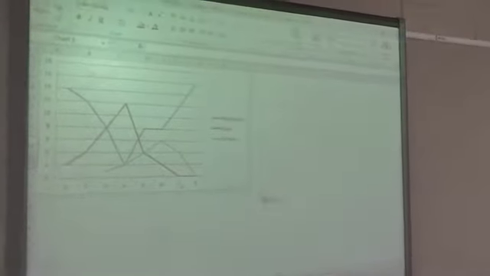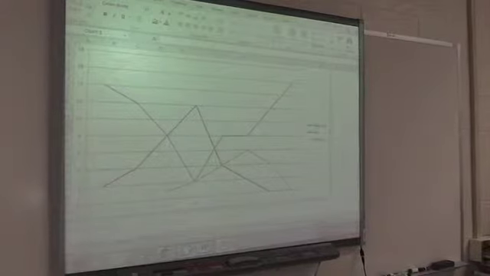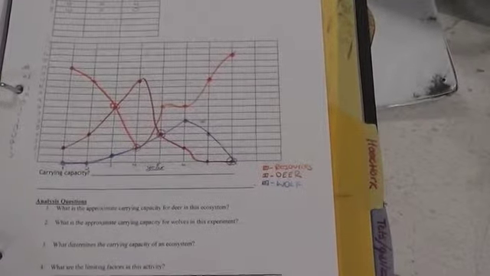Okay, so this is what it's going to look like at the end. This is what your graph should look like. Take 2 more minutes to finish the graph. Start at year 3.